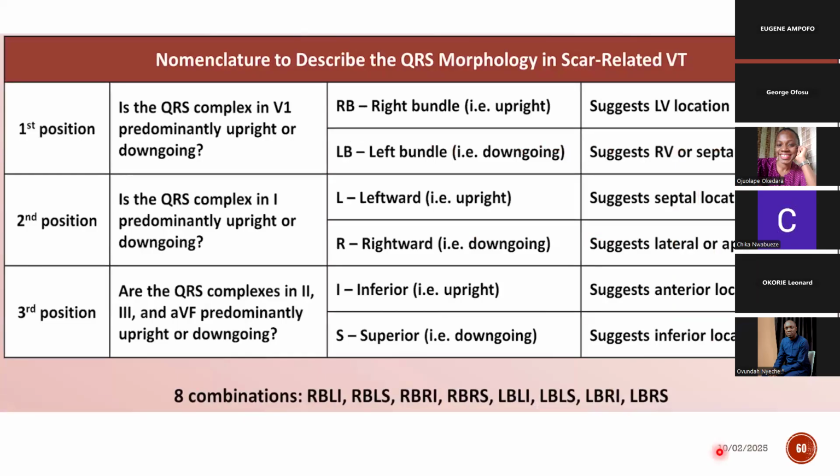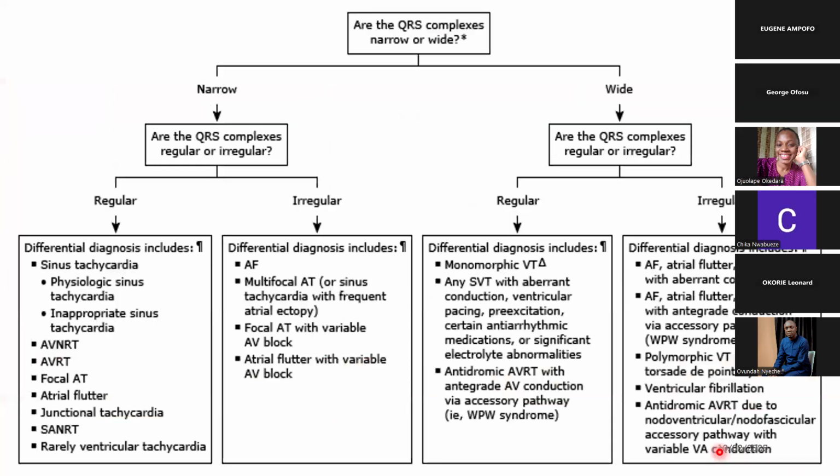This shows a summary of what has been explained in the previous slide. Okay, so this algorithm is quite busy, but it has a lot of important information in making a diagnosis. So if you have a QRS complex that is different from the normal QRS complexes, the first step is to decide if the QRS complex is narrow or wide.